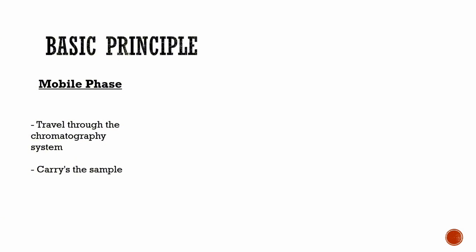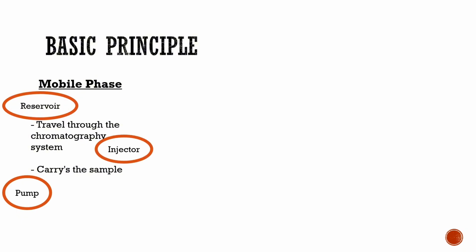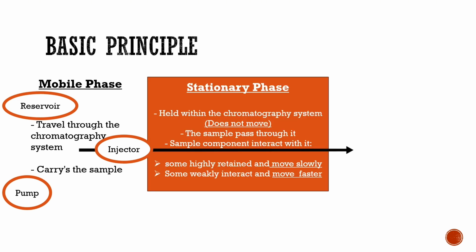To know the basic principle in short and brief, basically we will have a mobile phase which will travel through the chromatography system, and it will carry the sample. The mobile phase will be kept in a reservoir, and the sample will be pumped into an injector together, and the injector will inject it into the chromatography system, where there is a stationary phase. The stationary phase, from its name, does not move. It is held within the chromatography system.